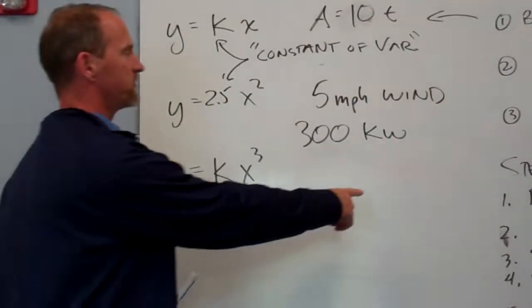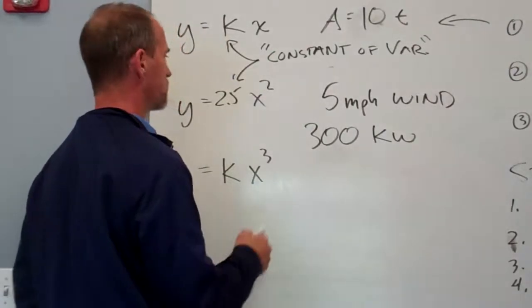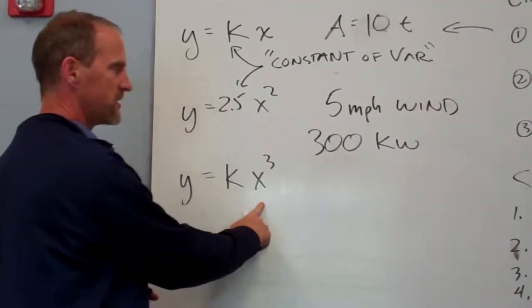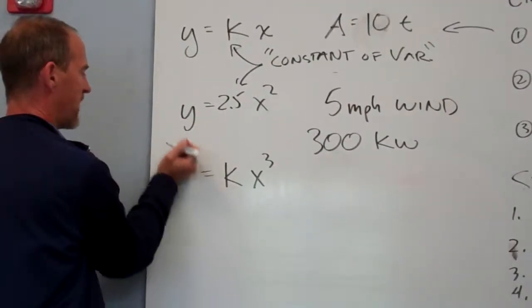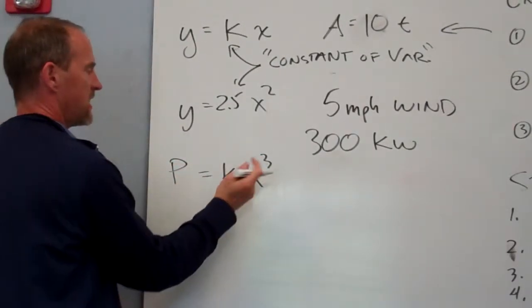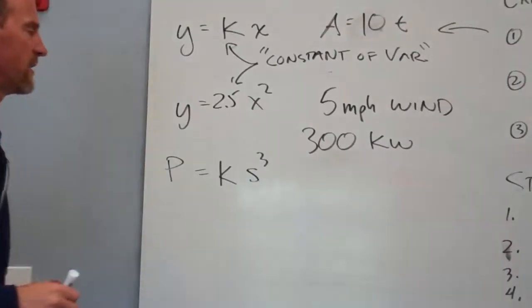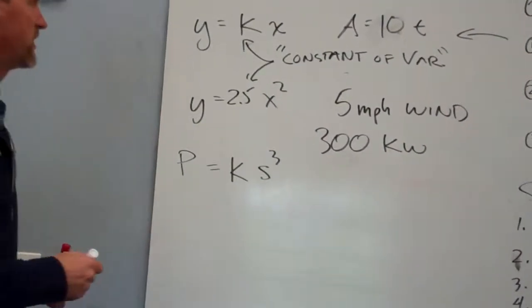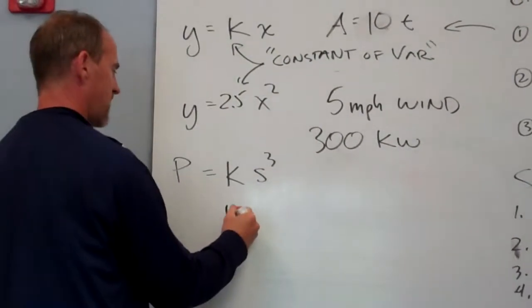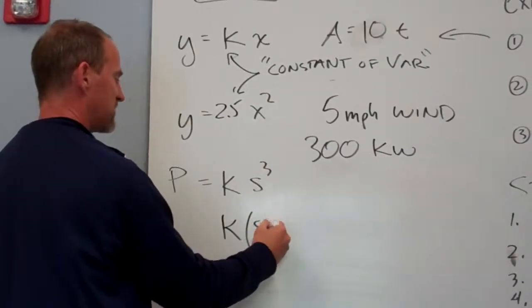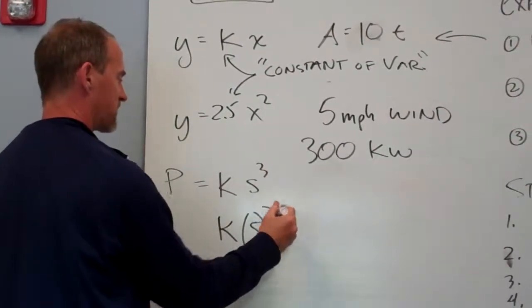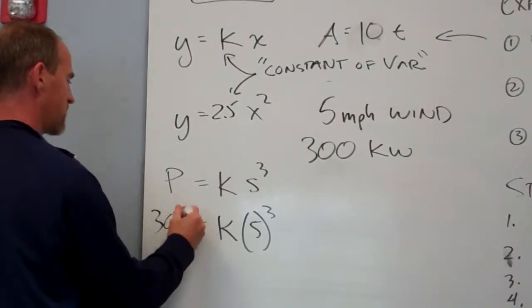So again, what do we do? Determine the type. Well, that's easy. I've told you. Write the equation. All right, so there it is. We'll say that the power in watts is determined by the wind speed. We'll use S for speed. Okay. And now we put in our data point. So this is k we're solving for. The speed is 5. That's 5 to the third power is equal to 300.